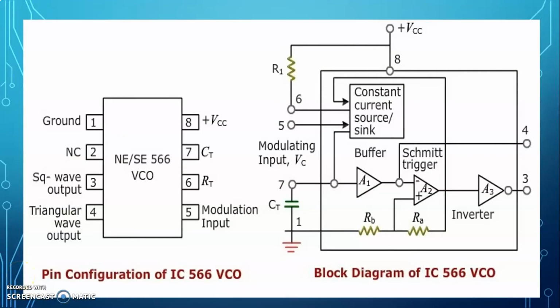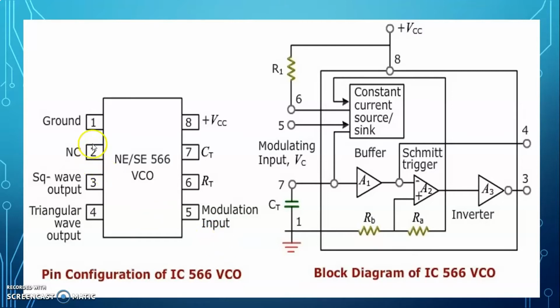The voltage controlled oscillator is available in the form of an 8-pin integrated circuit, named NE/SE 566. It is used to generate the square wave output waveform and triangular output waveform. This output waveform frequency is controlled by using the modulation input. Now we can discuss the pin diagram in detail.